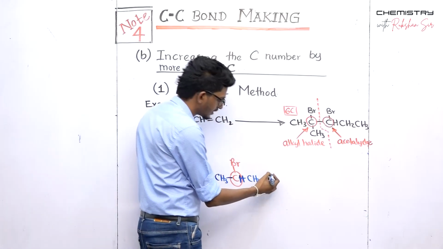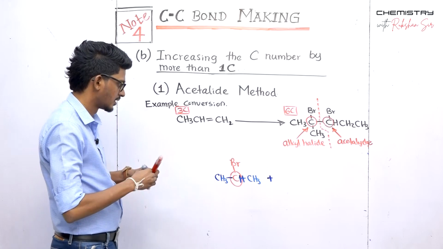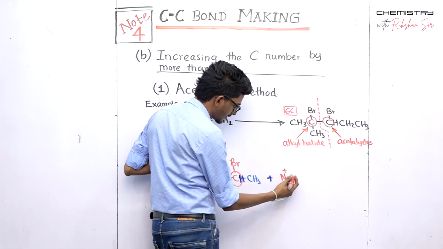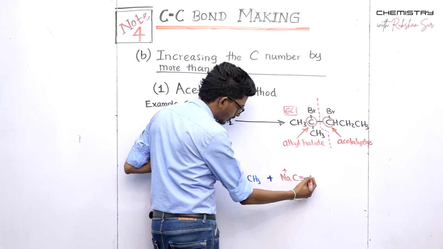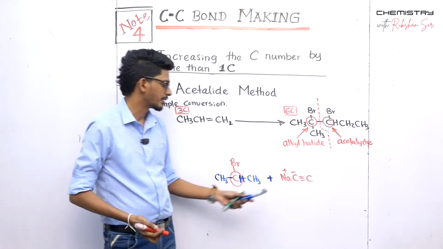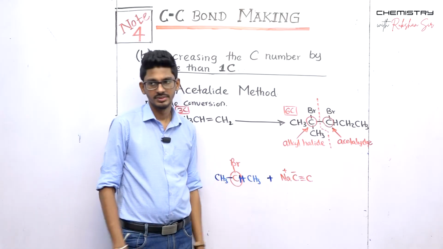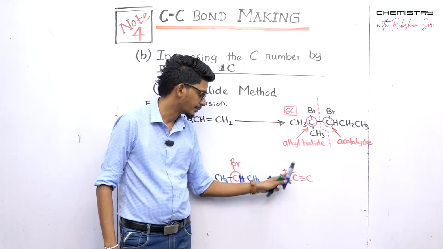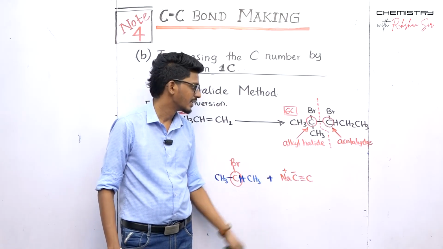Then the acetylide. Let's copy the acetylide. So the acetylide functionality is like this. You have the sodium plus and the triple bond like this. This is the acetylide functionality, which is coming from the terminal alkyne.